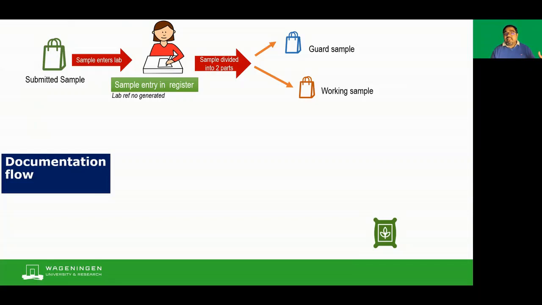Now the sample is normally divided into 2 parts. We have the working sample, and the rest is kept as a guard sample. The guard sample is kept just in case we have to do a retest, the test has gone wrong, or we lost the sample. We have to keep it as an insurance, because maybe those seeds are already sold and finished in the market. We cannot get our hands on that sample again. So that's why we keep this guard sample, and then of course the working sample.